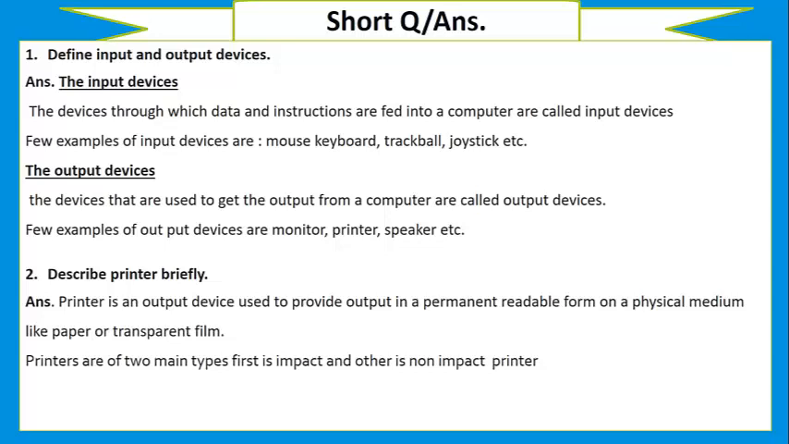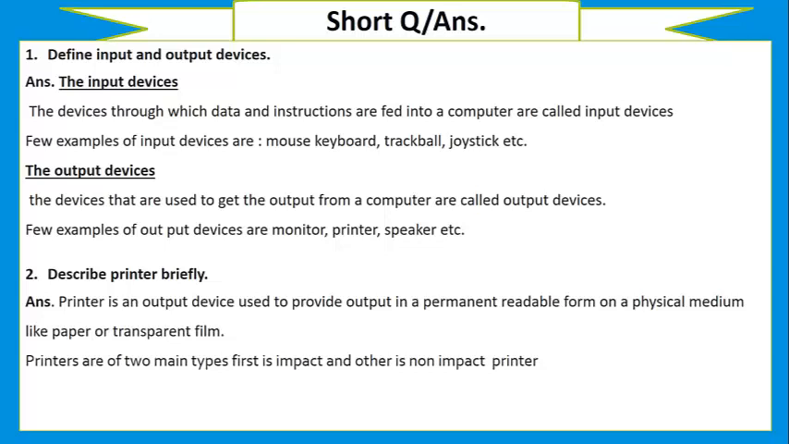Now we will start the short questions. First short question is: define input and output devices. And answer of this question is: the devices through which data and instructions are fed into a computer are called input devices. Few examples of input devices are mouse, keyboard, trackball, joystick, etc. The devices that are used to get the output from a computer are called output devices. Few examples of output devices are monitor, printer, speaker, etc.